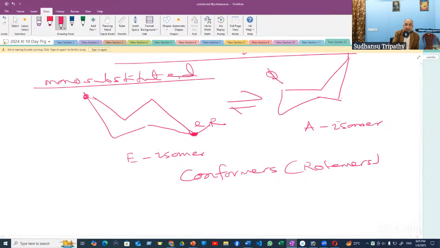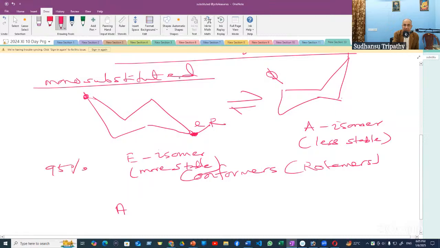And interestingly, the axial isomer, A isomer, is unstable, and the equatorial is more stable. So at room temperature, nearly 95% you will find the E isomer and 5% of A isomer. Why is it more stable? It is better to say why the other is less stable.